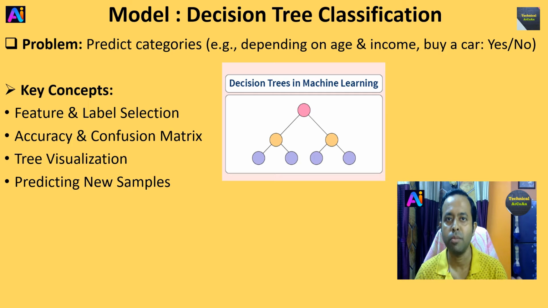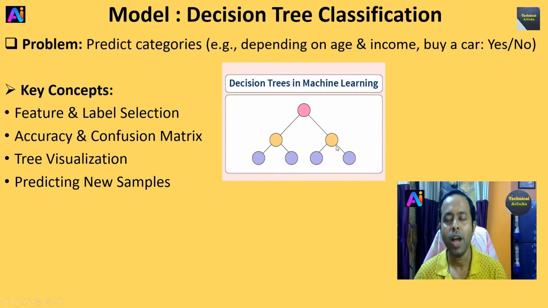In my AI/ML series, in my last video, I discussed the core steps of the linear regression model. The same steps will be followed in the decision tree classification model also. The key concepts are feature and label selection, then finding the accuracy and the confusion matrix for evaluating the model, tree visualization to show it in a graphical manner, and also predicting new samples which are not present within the data set. It looks like this: this is a root node, and these are the left branches and these are the right branches.